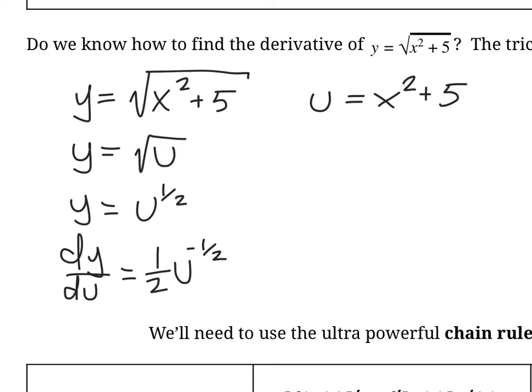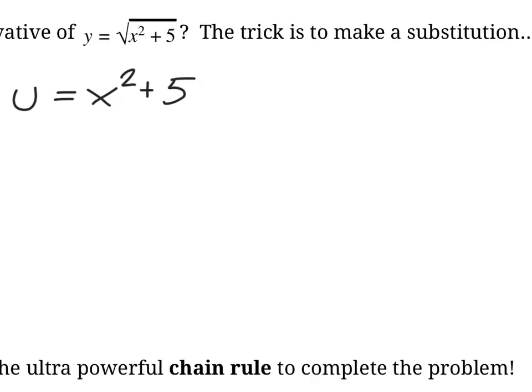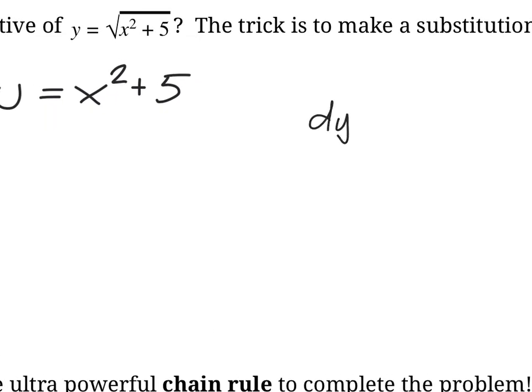Are we done? What did we actually find here? We found dy by du, the derivative of y with respect to u. But is that what we actually wanted in the question? The question asked us to find the derivative of this. So essentially, the question asked us to find dy by dx. But we didn't find dy by dx, we found dy by du. So the question is, if I want dy by dx, I started off by finding dy by du. How can I then get dy by dx?